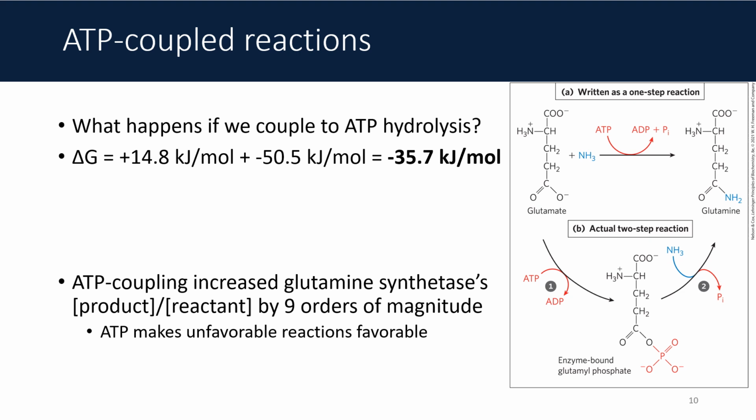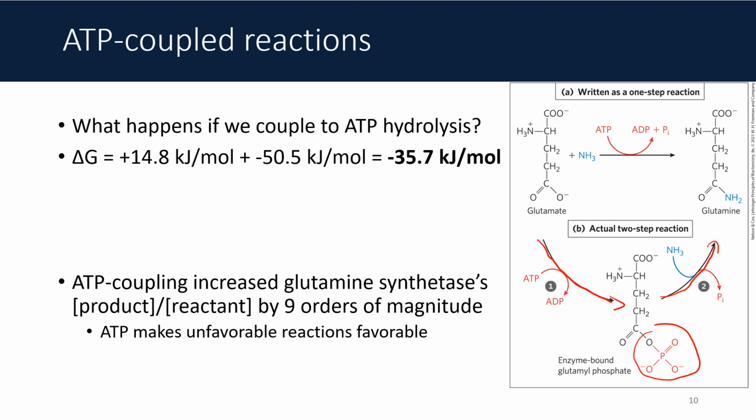What happens if we couple this reaction to ATP hydrolysis? Let's form a high-energy phosphoryl intermediate that should spontaneously form the desired glutamine in a two-step process. So we took a little bit of a detour here to add on this phosphate, but let's see how that changes the energetics of this transformation.